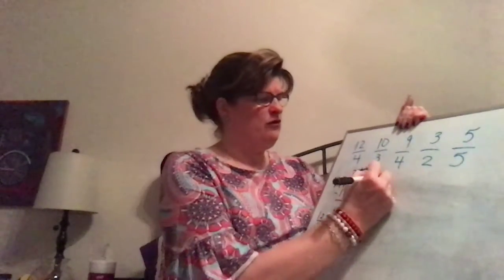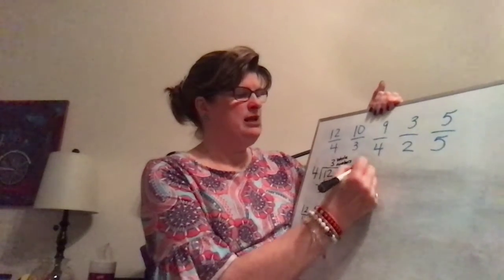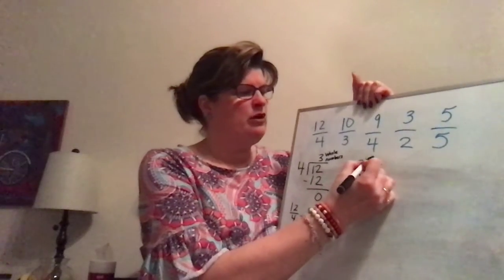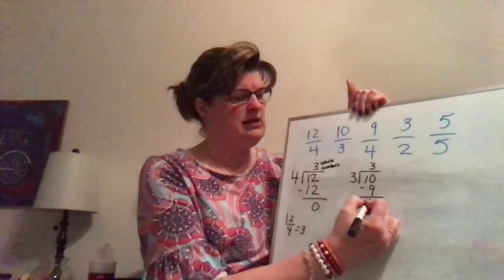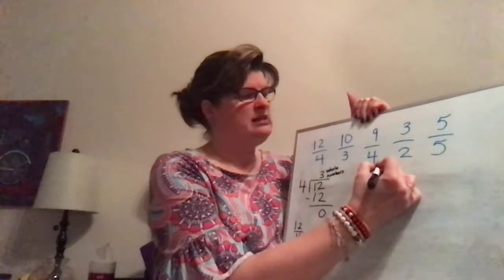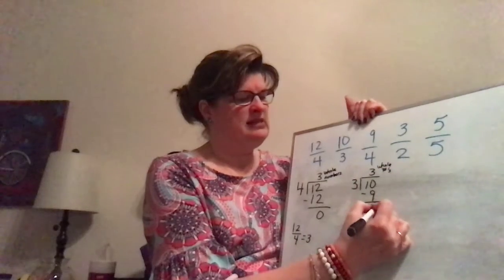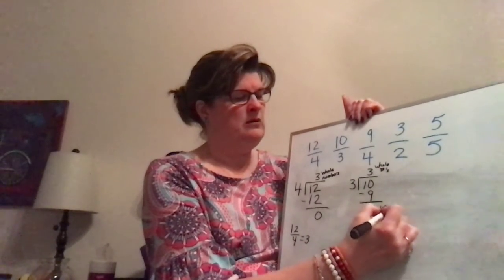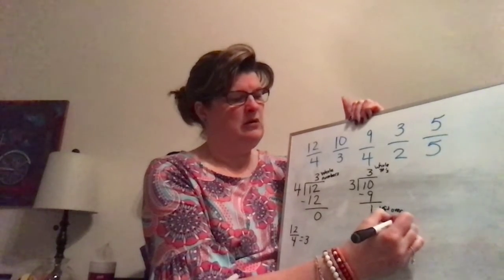Now let's do 10 over 3. I would divide the denominator into the numerator. 3 into the number 10. We know it goes 3 times. 3 times 3 is 9. I subtract. Now, this one has the whole numbers. And this is the leftover, or the numerator of my fraction.